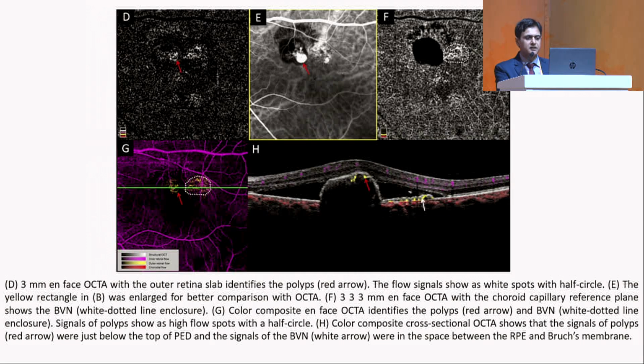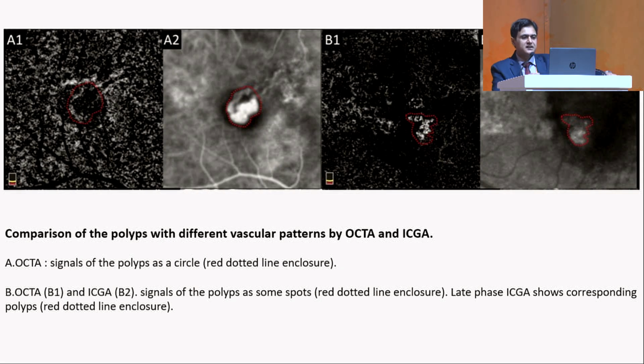When we did a color composite, that was the location of the PED which was identified, and the adjacent double layer splitting sign corroborated the choroidal neovascular complex. Here is another example in which OCTA shows the polyp initially as a semicircle, and here as a complete circle. The ICG image shows a well-defined polyp; however, on OCTA we can just see these yellow dots along the edge.